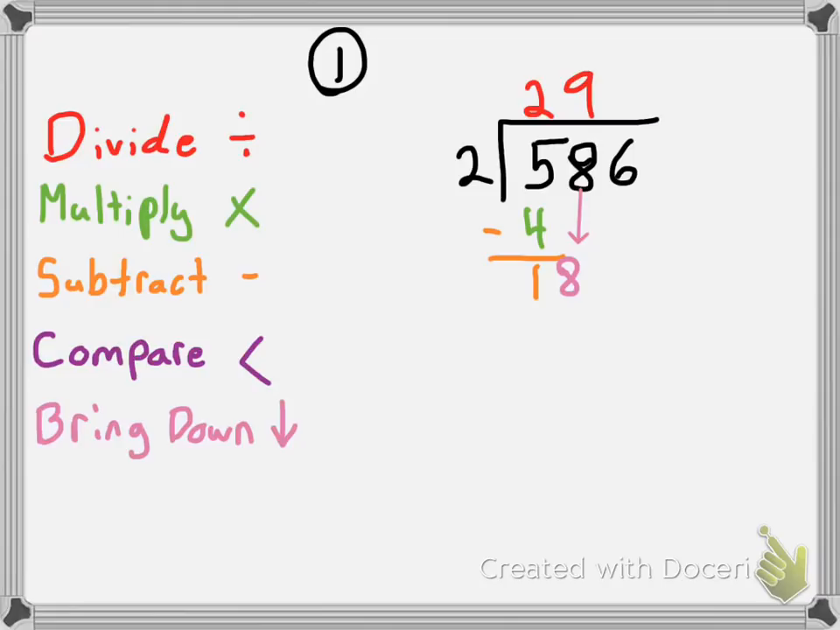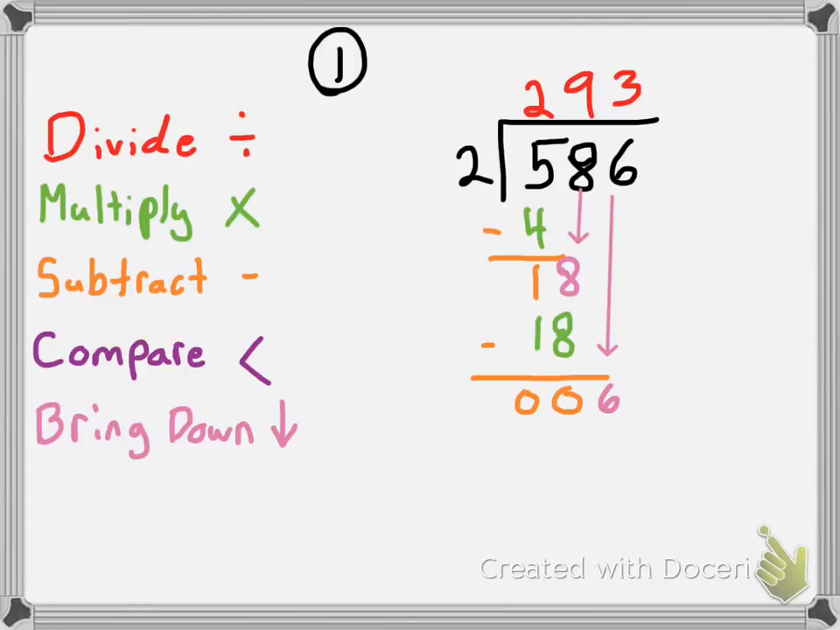I'm going to multiply to get my number to subtract, so 2 times 9 is 18. I'm going to subtract. 18 minus 18 is 0. Compare. Is 0 less than 2? Yes, it is. So I can go to bring down. There is another number to bring down, the 6. So the 6 comes all the way down, and now I have 6 divided by 2. 6 divided by 2 is 3.